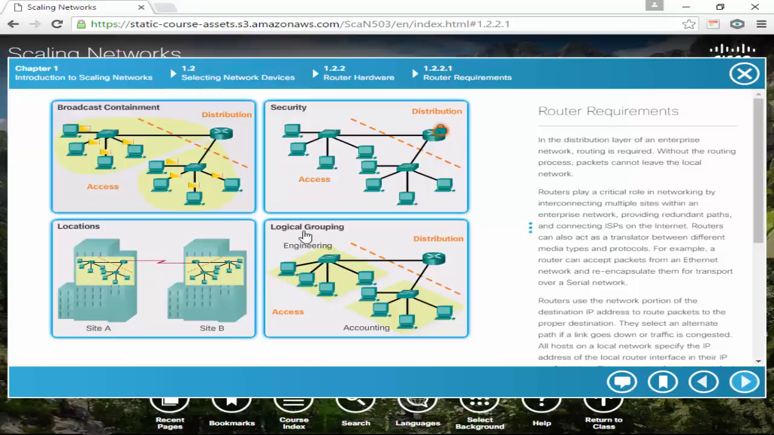Logical grouping. Alright, so we can keep people in different networks.